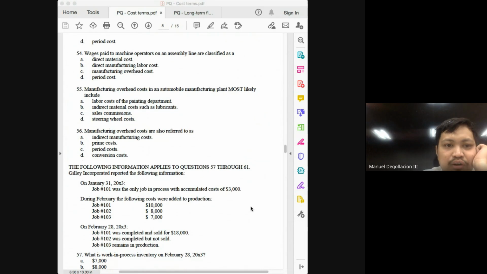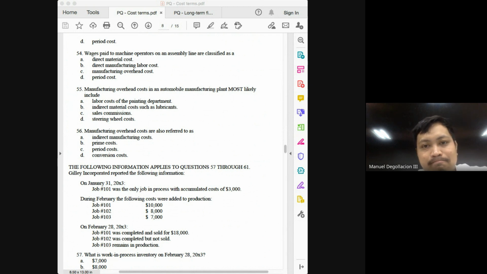56, manufacturing overhead costs are also referred to as indirect manufacturing cost. Again, prime costs, class, are composed of direct materials and direct labor. Conversion cost, again, is direct labor and overhead.